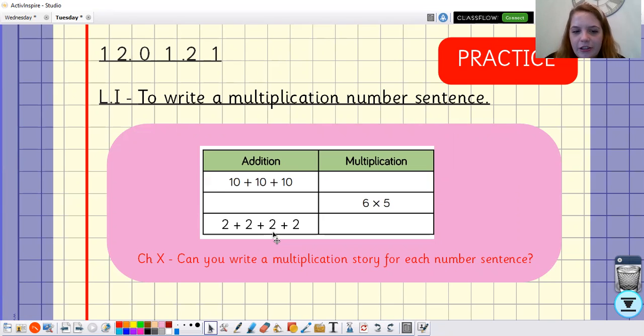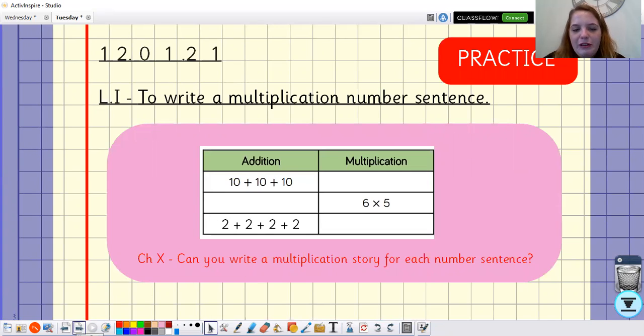Now, as a challenge, I want you to have a go at writing a multiplication story for each number sentence. Now, a multiplication story is just like a word problem. Okay, so have a little go at filling in the table and challenge yourself. See if you can have a go at that challenge X.